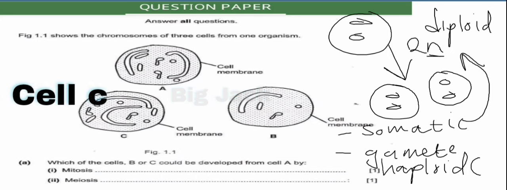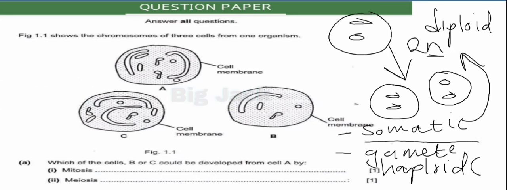Then when it comes to mitosis, here we can conclude that mitosis takes place in somatic cells, or we can say body cells. Okay, so the next one, which is meiosis. So we need to identify the cell which has been produced by meiosis from cell A.